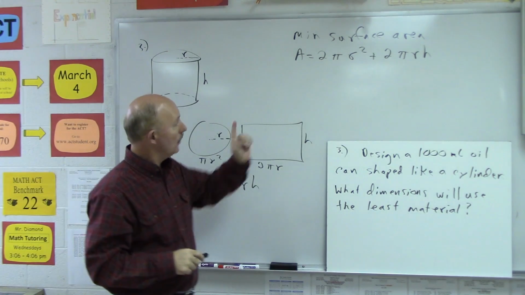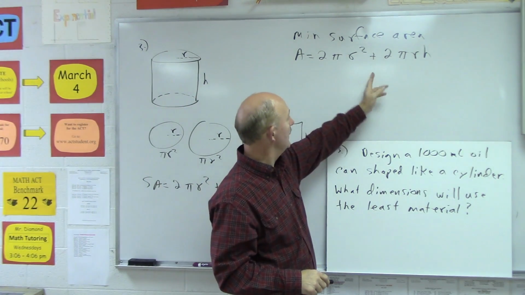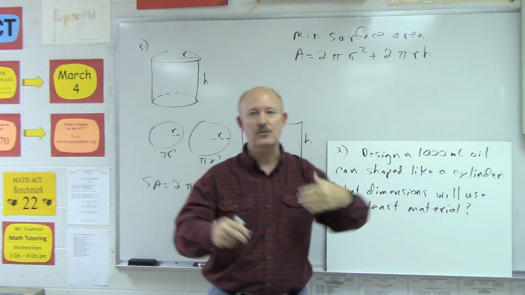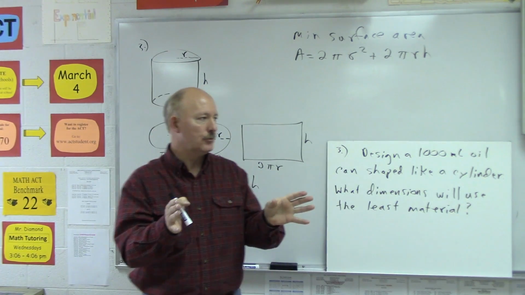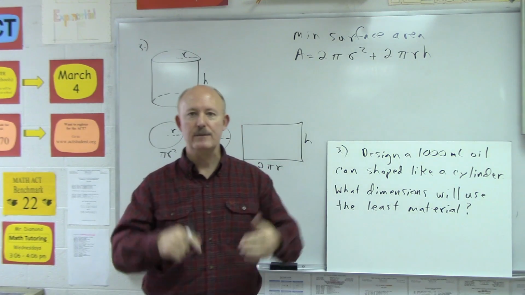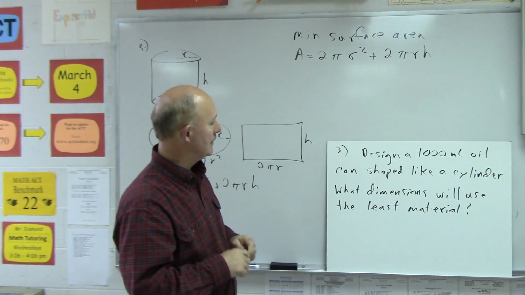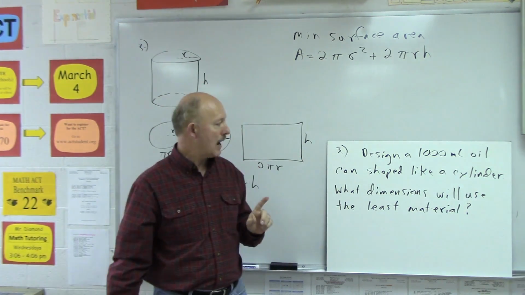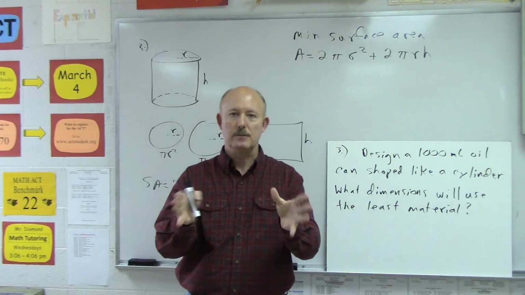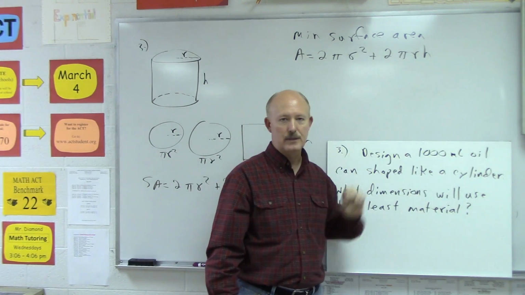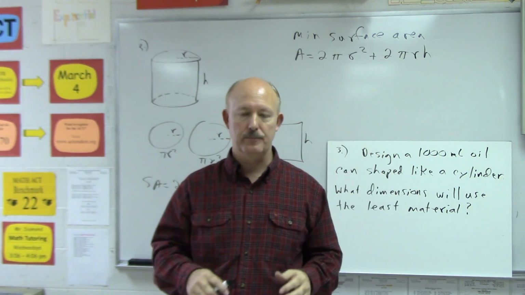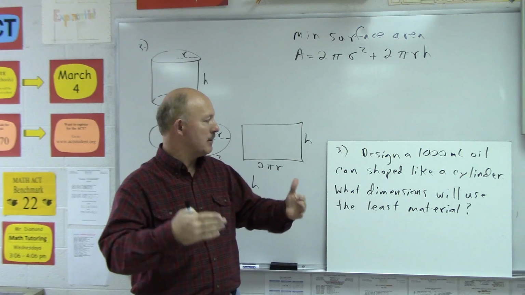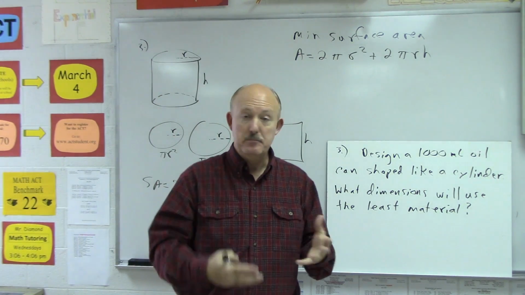Now you notice that the surface area formula is written in terms of r and h. So we need to see if we can remove one of these variables. Two variables makes the problem much more difficult to work with. Luckily, in this problem, they give us a constraint, and the constraint is the volume of the can. The volume has to be 1,000 milliliters. So what's going to be the minimum amount of material that we can use?